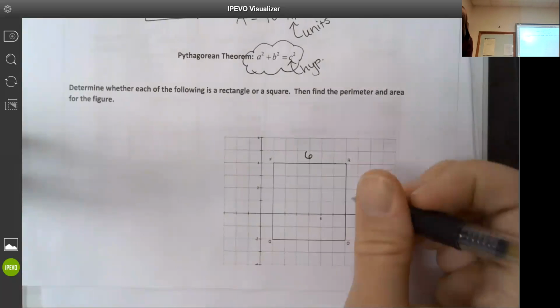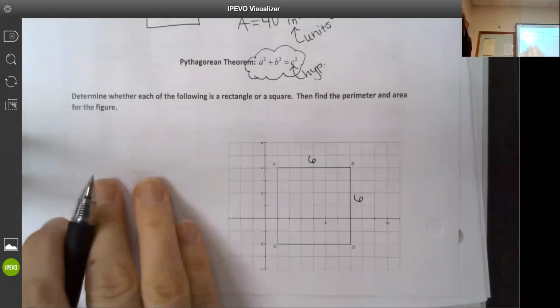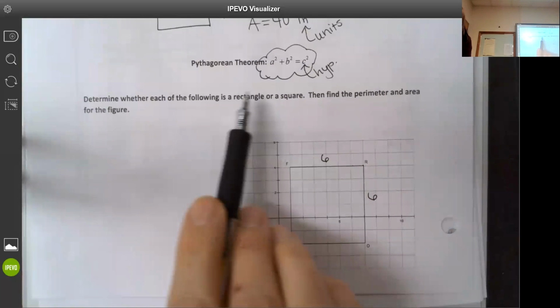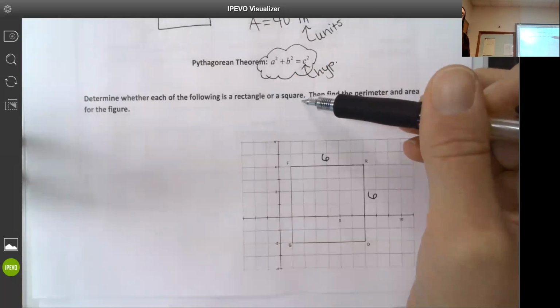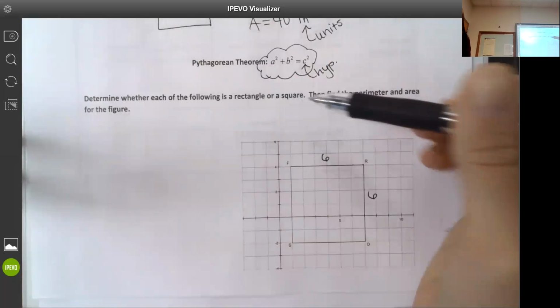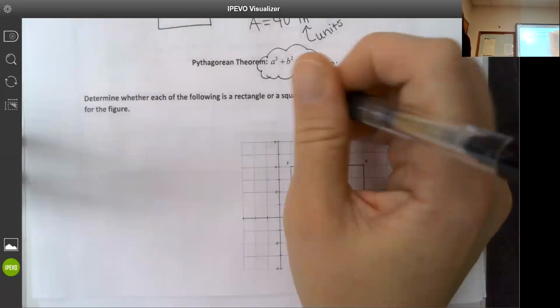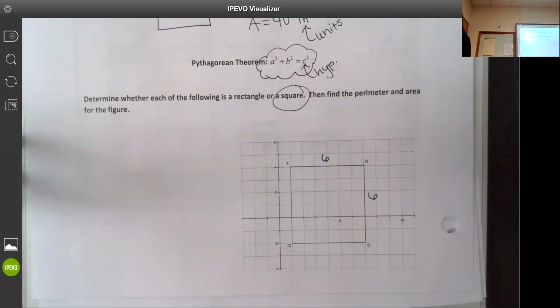6 units as well. So in many of these questions, it's going to ask you this. Determine if each of the following is a rectangle. Well, it is a rectangle, but is it a square? Like a square is a type of rectangle. Is this a square or rectangle? It's a square. And then find the perimeter and area for the figure.